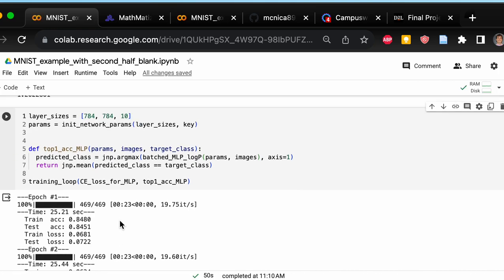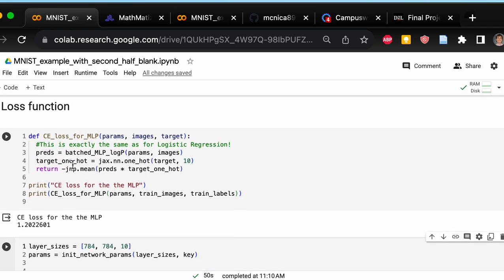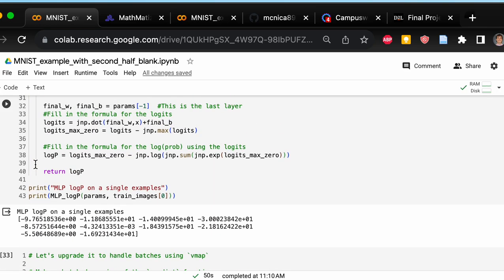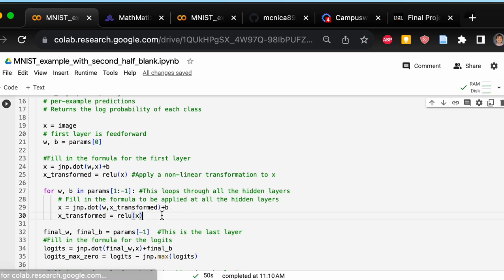Okay, not much improvement here. Maybe I have a mistake. Let's make sure everything is running correctly. X transform. Aha!